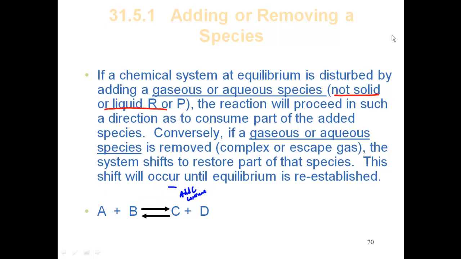We can do the same thing if we remove stuff. Let's say I remove A. Say I can somehow complex A by adding something to it, or maybe it's a gas and it escapes, so I'm just letting it out to the atmosphere, so it comes out of the reaction. Well, if I remove it, I'm at equilibrium, so I have all my concentrations I need. Now I have less A than I had before. Then I'm going to have to reproduce that A to get back to equilibrium. So it's going to end up shifting toward the way that I removed the species, in this case A, so it's going to shift to the left to produce more of that A to get back to equilibrium. Same thing for B. Say I remove some C.